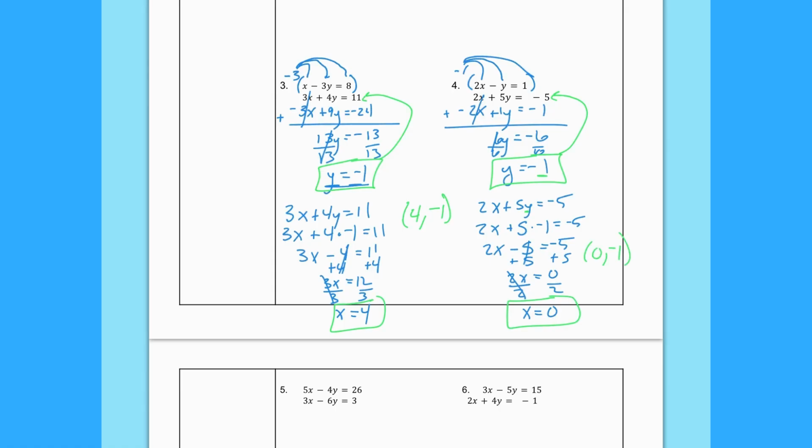The next couple examples we're going to look at in the next short video are going to be what if we need to multiply both equations by something to make an equation cancel.